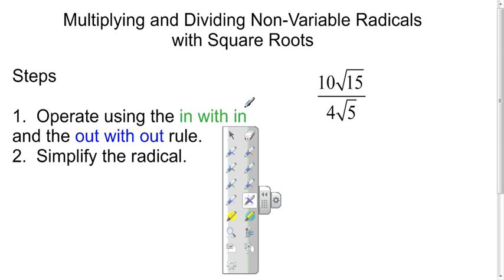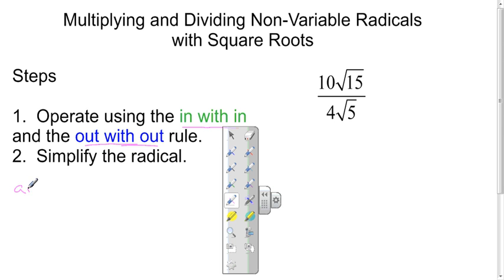and we will address a few examples in this video. We're going to take a look at this from a steps procedure, and we're going to try and follow these two steps. Step one is operate using the in within and the out without rule, and then simplify the radical. Let me give you an idea what this in within and out without rule means real quickly. It's kind of just a little phrase to help you remember the following property.